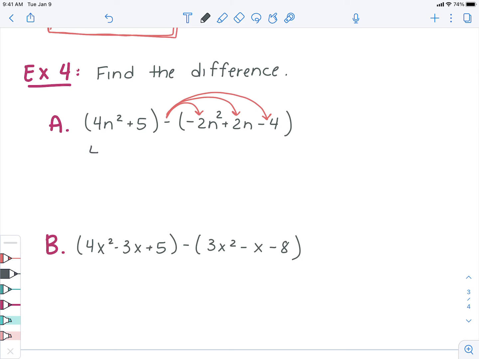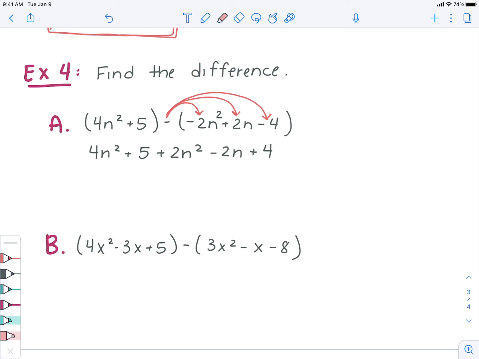So if I take my 4n squared plus 5, and then I do negative times negative 2n squared, I'm going to get positive 2n squared. A negative times a positive 2n gives me negative 2n, and a negative times negative 4 gives me positive 4. It really just switches the signs of everything in the second polynomial. And then I can just go through and collect my like terms.